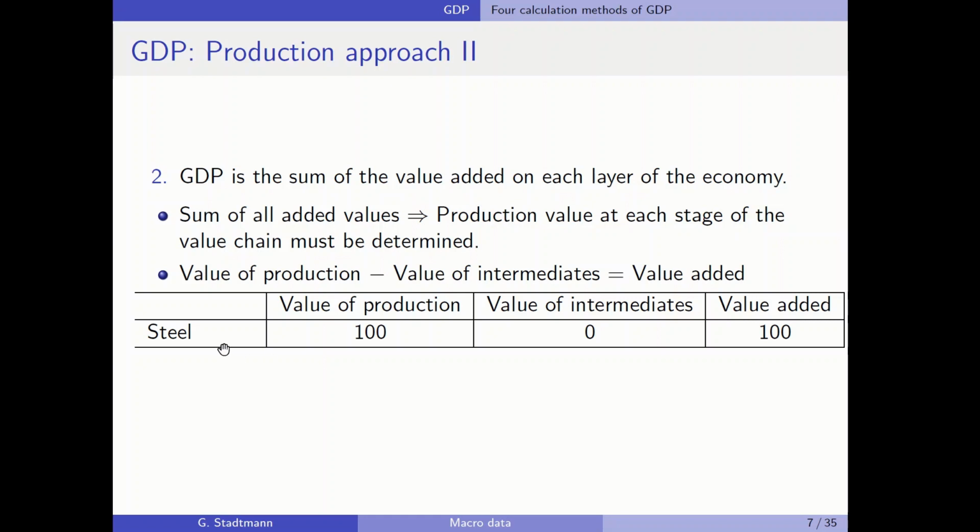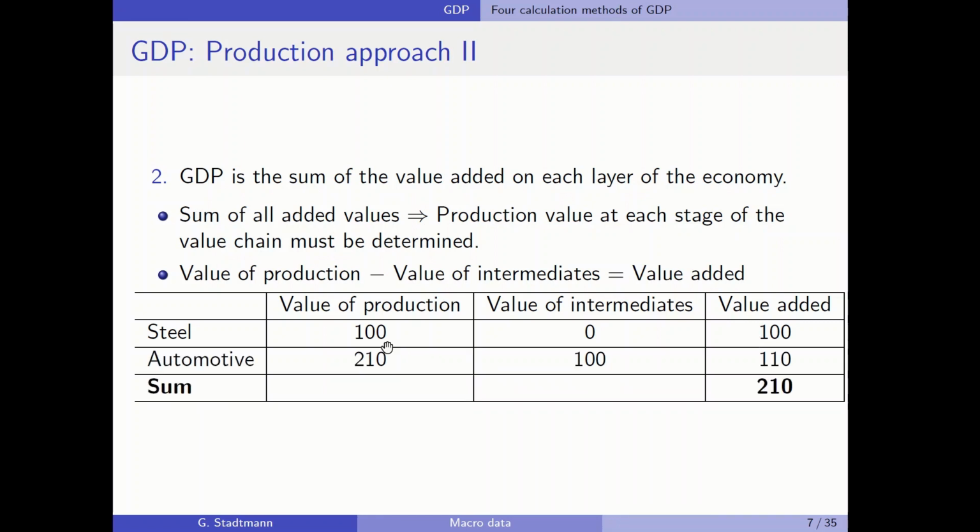So in the steel company, it's very easy. The value of production is equal to 100 from the sales. The value of the intermediates is equal to 0. So the value added is equal to 100. This looks different in the automotive industry. There, the sales volume is equal to 210. So the value of production is 210. The value of the intermediates, like steel, is equal to 100. So the value added is only 110. And now we can sum up the value added on each stage of the economy, and then we end up also with a GDP of 210.